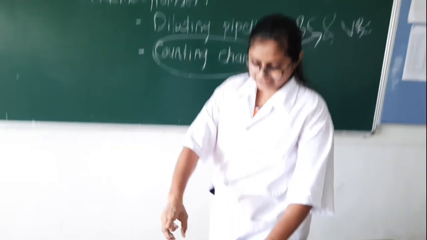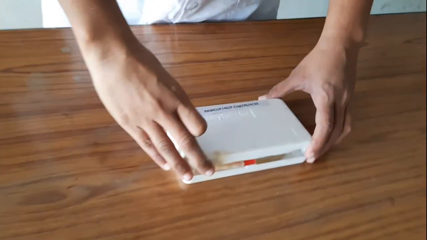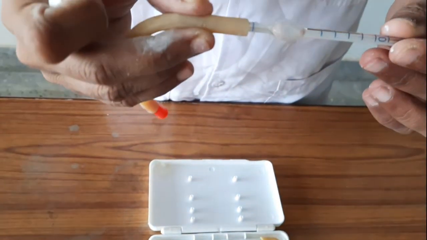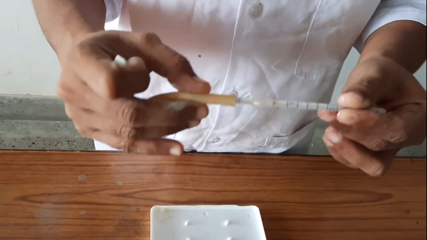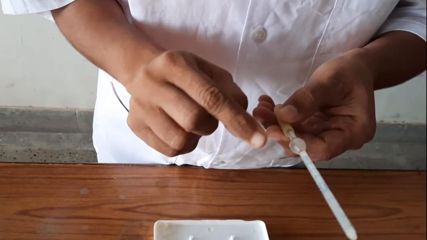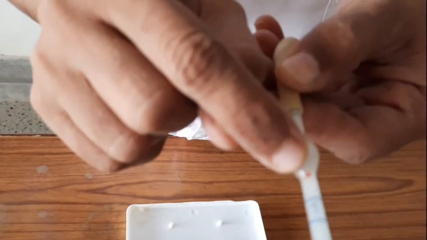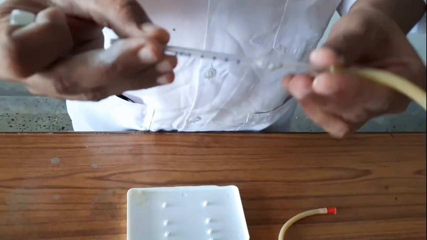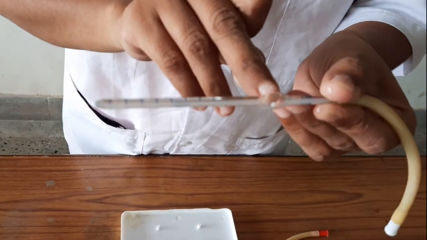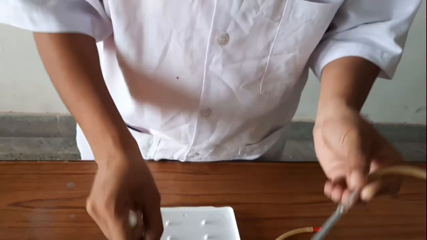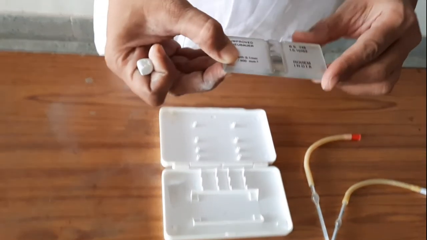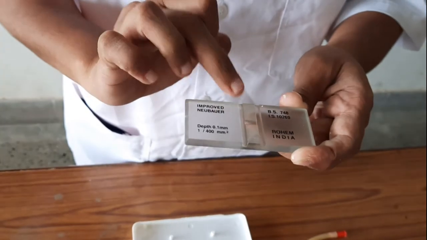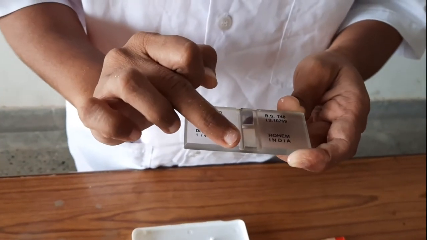Now see, this is the hemocytometer. It contains the RBC pipette. How do we identify the RBC pipette? The RBC pipette contains the red bulb. Next is the WBC pipette, which contains the white bulb. Next is the counting chamber, also called the Neubauer's chamber, for counting the RBCs and the WBCs.